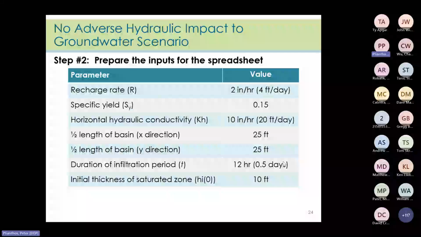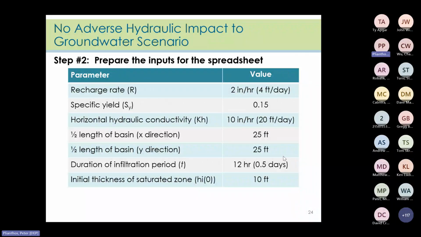Feet per day is just inches per hour times 2. So here we would use 4 feet per day for R. The specific yield is set equal to the default value of 0.15. The horizontal hydraulic conductivity is equal to 5 times the recharge rate since the infiltration basin is located in the coastal plain. The basin measures 50 feet by 50 feet, so we would just input half of each of those dimensions since the analysis is performed at the center of the basin.